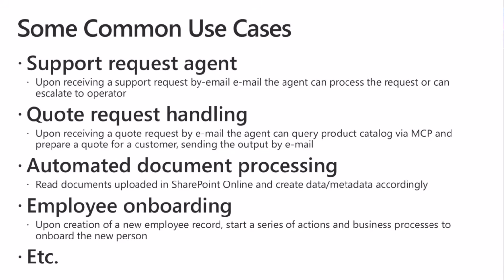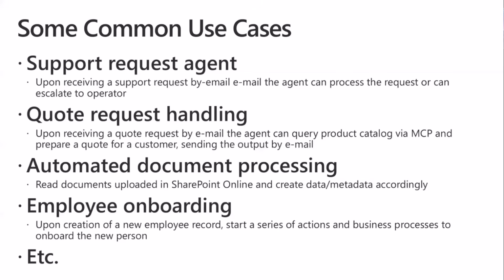Some use cases could be, for example, that you want to create a support request agent, and whenever a new support request email is sent to a specific email address, you want to trigger an agent and make the agent try to give a proper answer to the user without waiting for a real human being, or you can escalate to an operator in case the agent is not able to provide a proper answer to the user. Because remember, artificial intelligence is here to help, but still we need human beings. Or it could be a quote request handling agent, just to give you yet another idea.